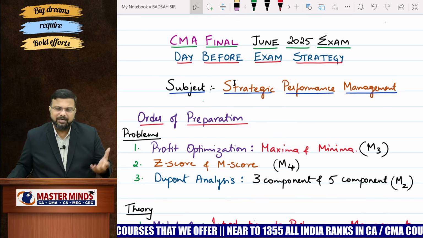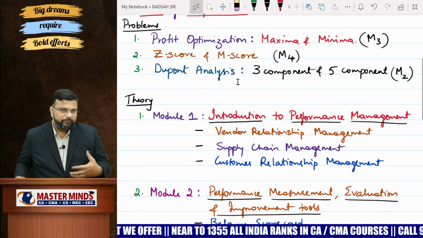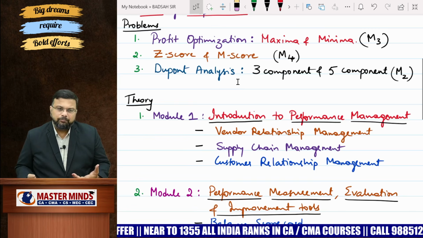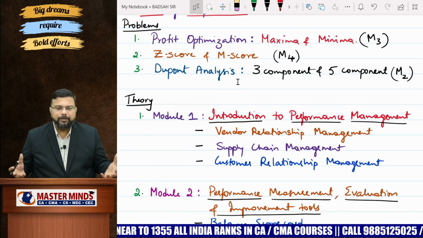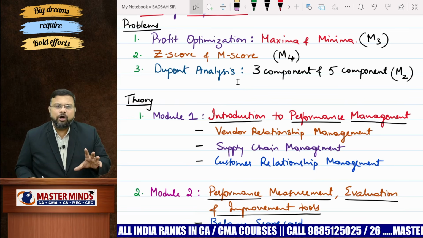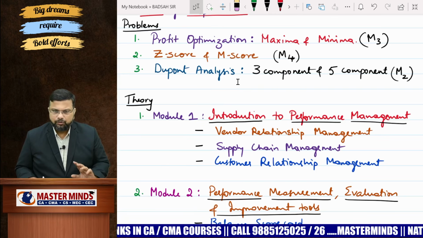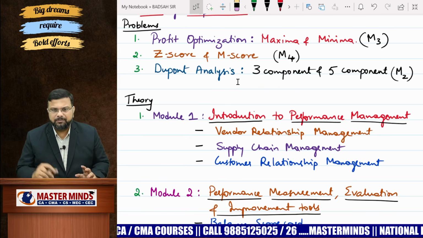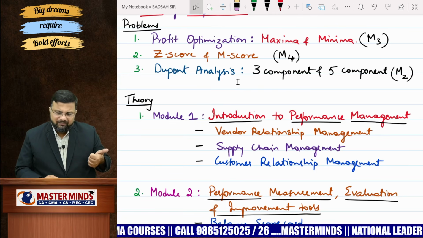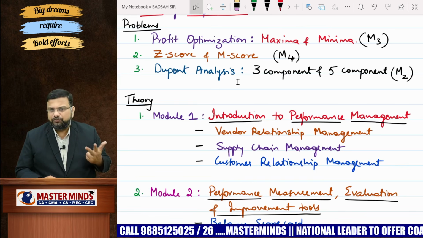Now, once it is completed, then you can focus on theory part. What are the theory parts that we need to focus on? If you have time, if you are confident about the problems, you have completed your preparation, you have ample time, then you can go through each and every aspect. But these are the minimum concepts that you need to go through before going to the examination. When it comes to module 1, which is introduction to performance management, focus on vendor relationship management, supply chain management, and customer relationship management without any fail.